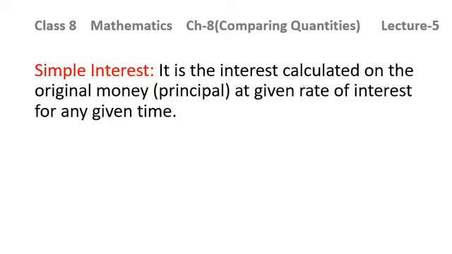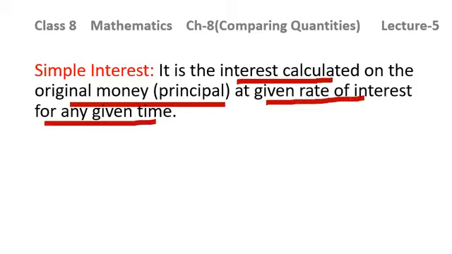Simple interest. Now coming to simple interest, we have seen all the terms like principal, interest, amount, rate and time. Now what is this simple interest? It is the interest calculated on original money, that is the principal, at a given rate of interest for any given time. So it is the interest calculated on original money, that is the principal, at a given rate of interest for any given time.